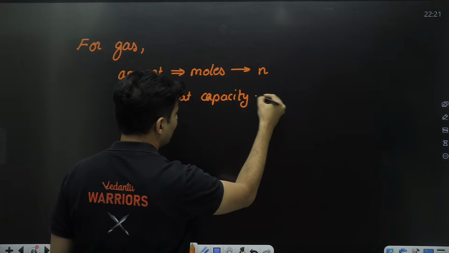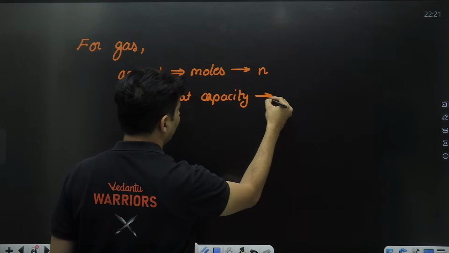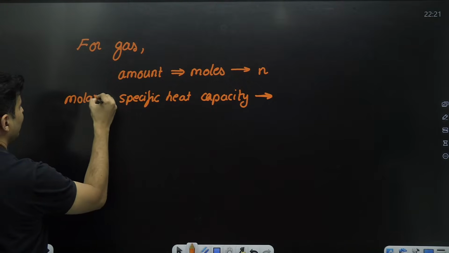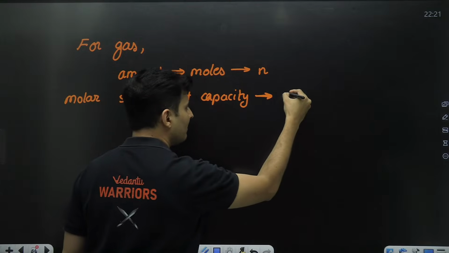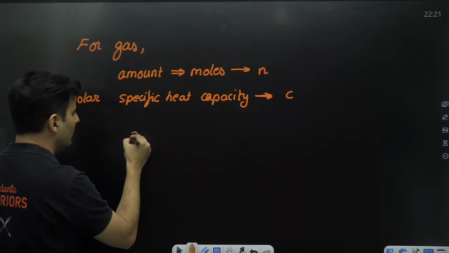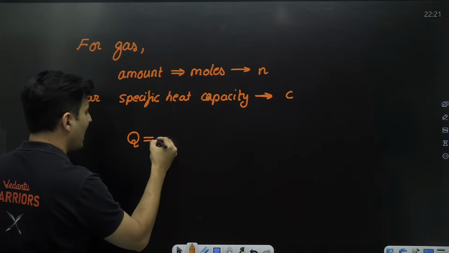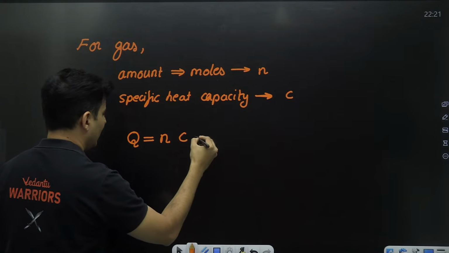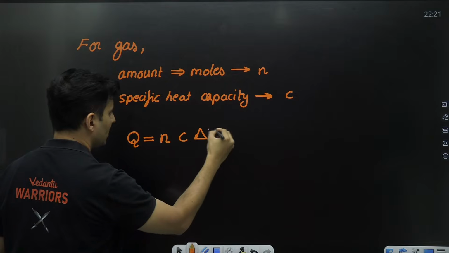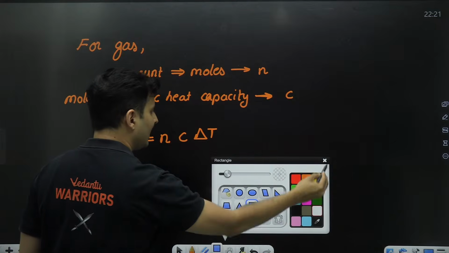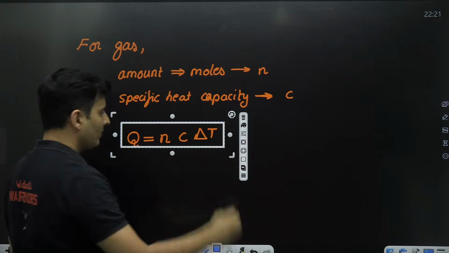What, sir? You don't have specific heat capacity? Then what term do you have? You have molar specific heat capacity, which has the symbol small c. So the formula looks like this. Instead of mass, you have n. Instead of S, you have C. And the temperature change stays as it is. So instead of m S delta T, you have n C delta T.